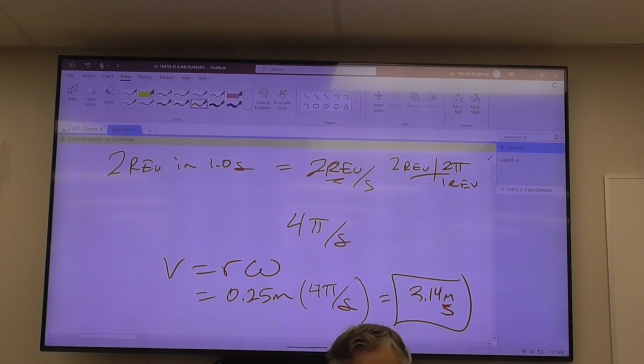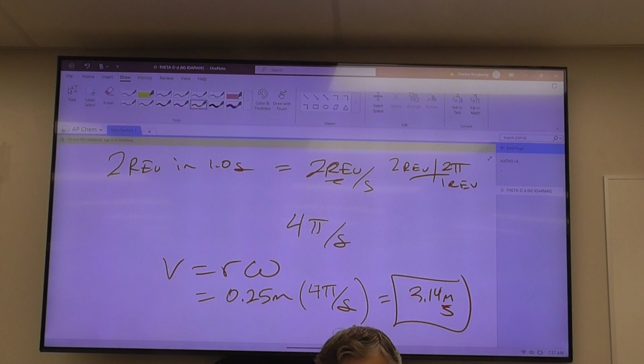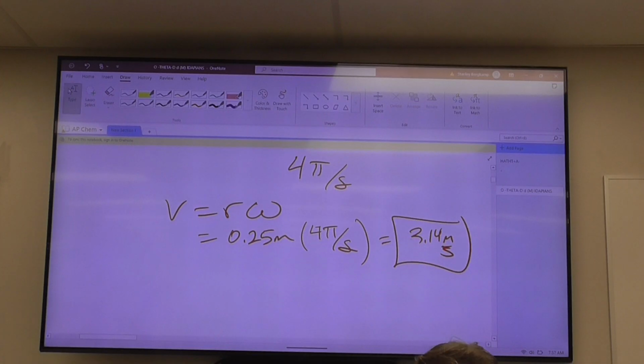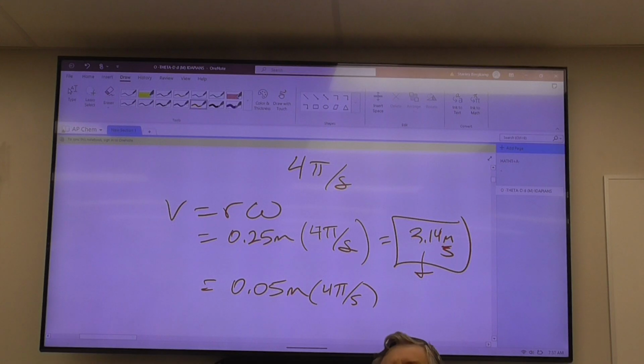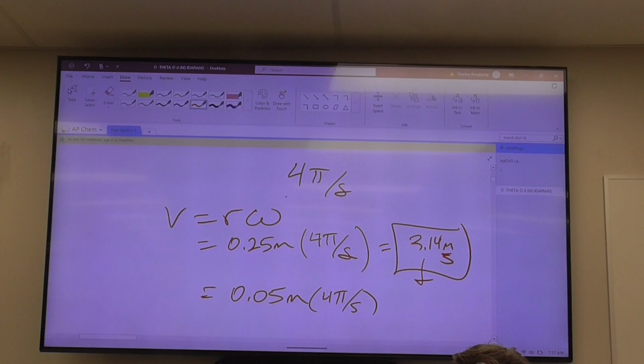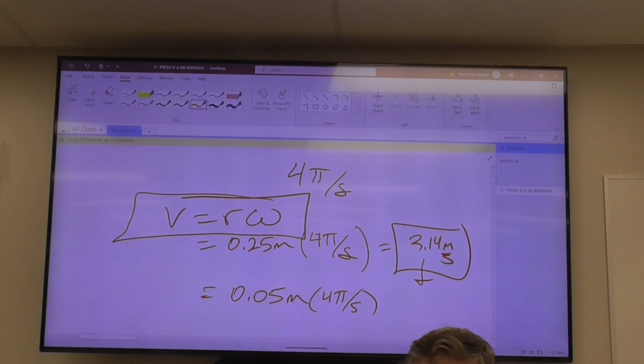Cool. Now, if I did this one, and let's say that has a radius of, I don't know, 5 centimeters. If I took that 0.05 meters times 4 pi per second, what's going to happen to my linear velocity? It's going to go down dramatically because even though it's spinning at the same rate, I'm not going to travel the same linear distance. Got that idea? Cool.